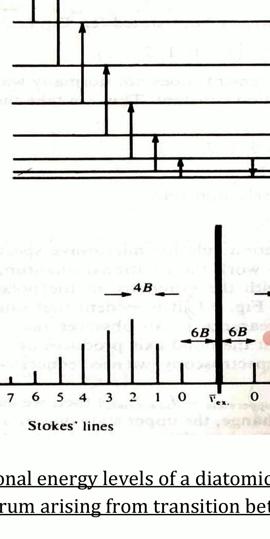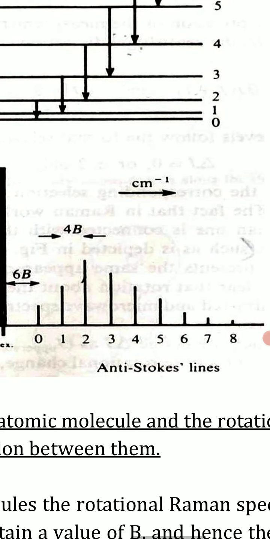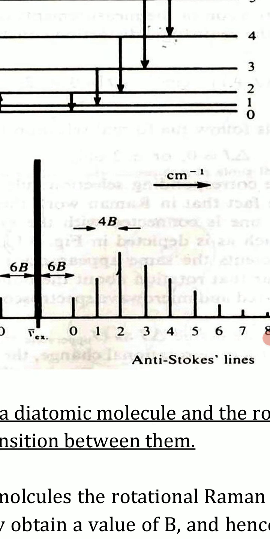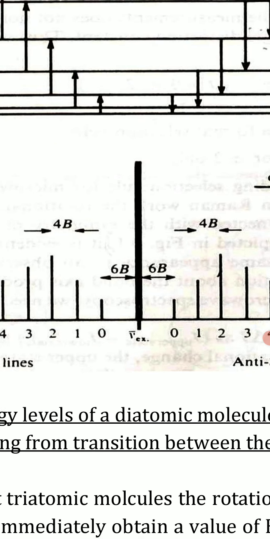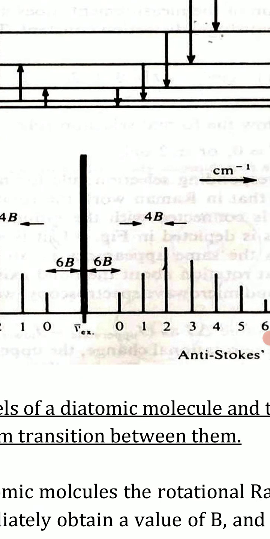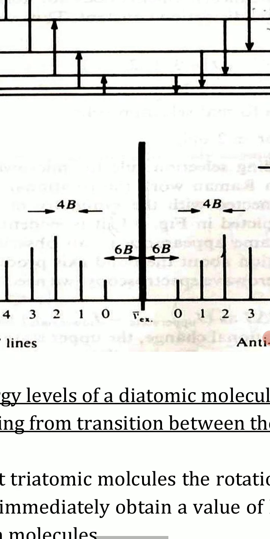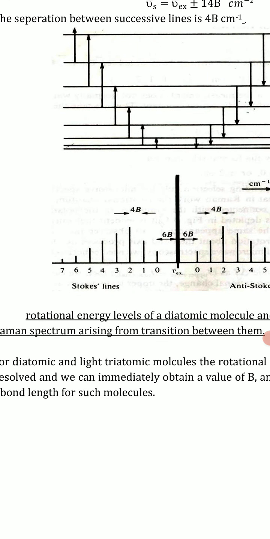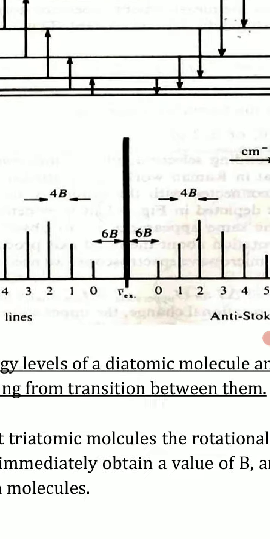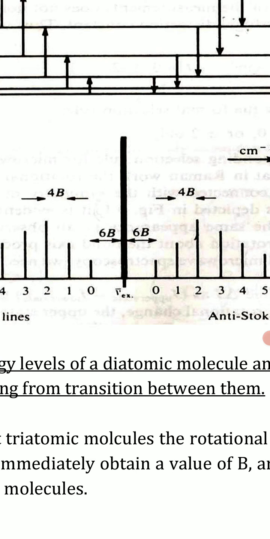In this way, these Stokes lines and anti-Stokes lines are shown. In the center we have wave number of incident radiation, excitation radiation, having wave number nu ex bar. First line is obtained at distance 6b, and other lines have separation 4b from each other. So this is rotational spectra, pure rotational spectra for linear molecules.